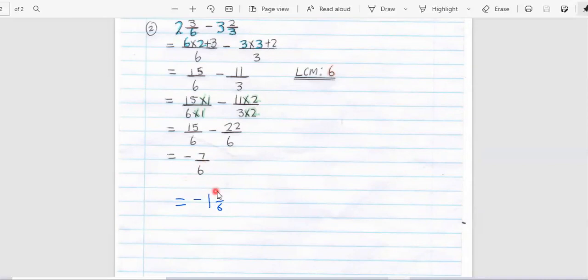And that's when you write it as a mixed number. You can write it as negative 1 and 1 over 6. How did we get negative 1 and 1 over 6? So 6 can go into 7 one time, and it will leave a remainder of 1 over the same denominator, which is what? 6.